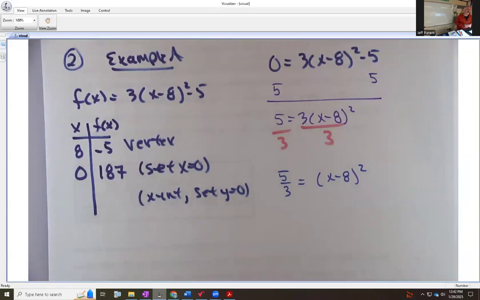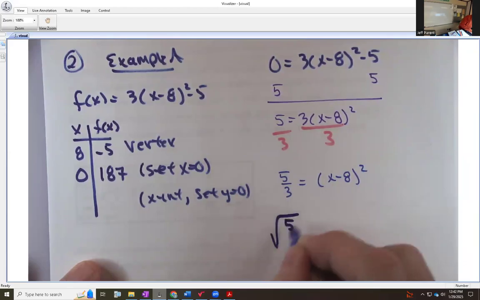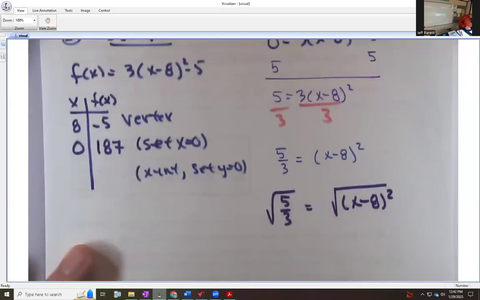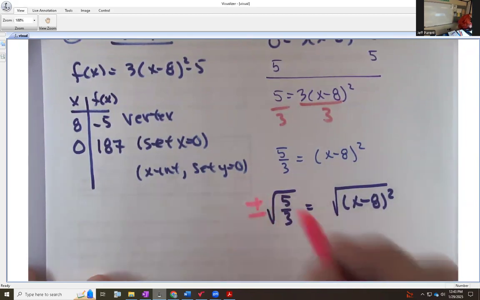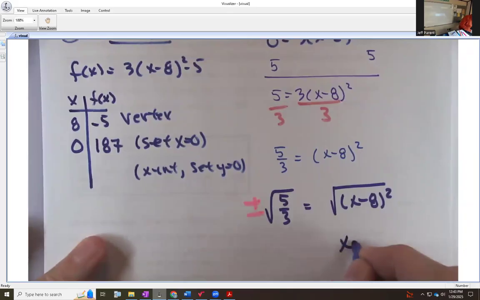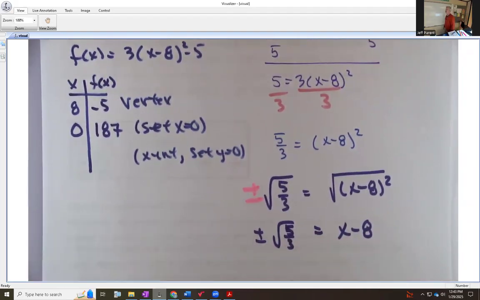Square root both sides. All right, we can take the square root on both sides. So let's do that. Square root of 5/3 equals square root of (x minus 8) squared. Okay, there's something missing. If we just left it like this, I'd be missing a point. Yeah, it's sometimes easy to forget, but you need a plus or minus there. There's two solutions. So what happens there? Well, I get x minus 8 equals plus or minus square root of 5/3.